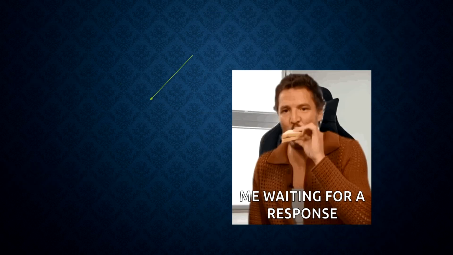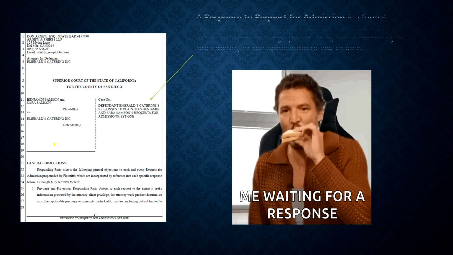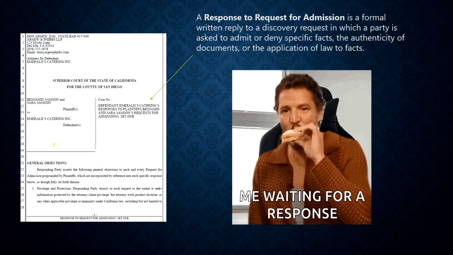Second part of my documents is a response to request for admission, which is a formal written reply to a discovery request in which a party is asked to admit or deny specific facts, the authenticity of documents, or the application of law to facts.